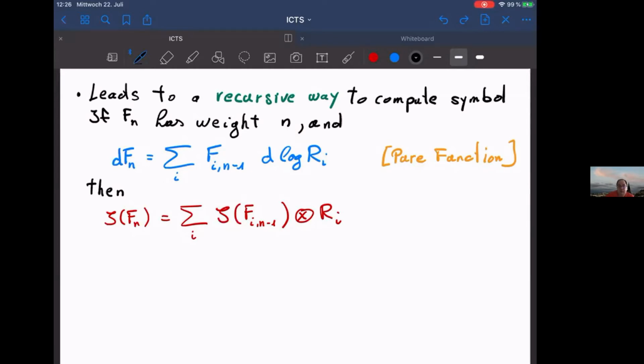Okay, one other thing I want to highlight here: a function fn that satisfies the differential equation shown in blue is sometimes called a pure function. It's something that will come back later when we talk about amplitudes, and something you hear often in the context of scattering amplitudes. A pure function of weight n is a function of weight n which has a total derivative that involves only pure functions of weight n minus 1 and d logs.